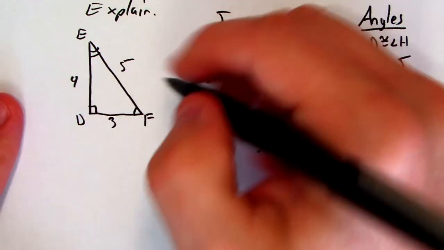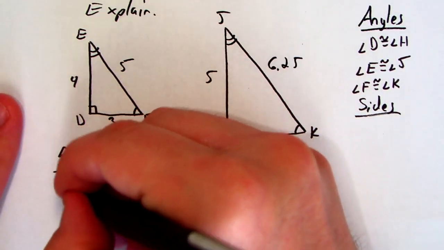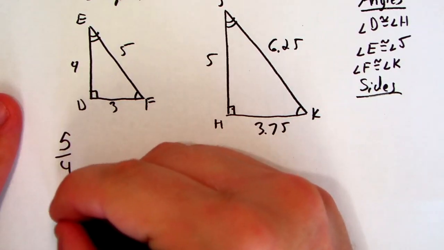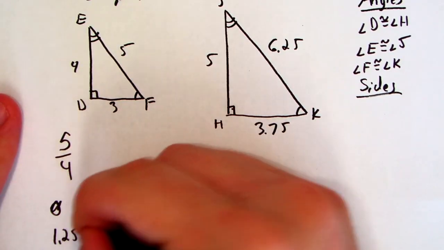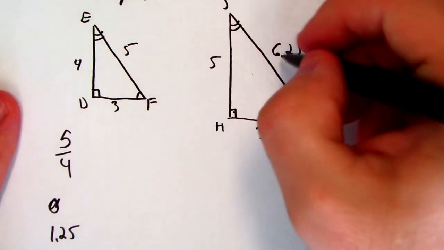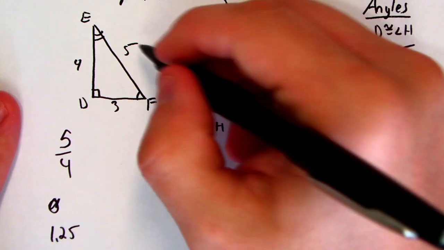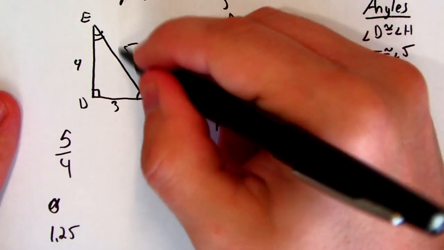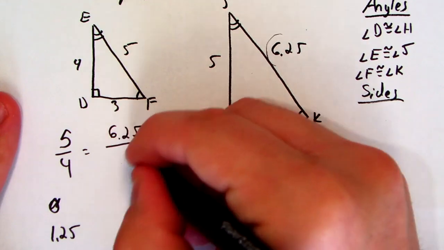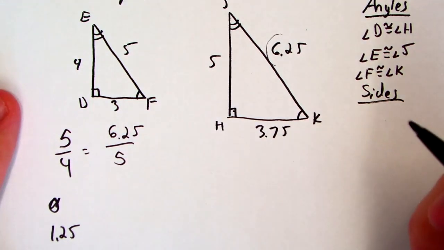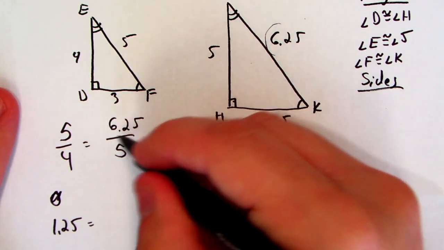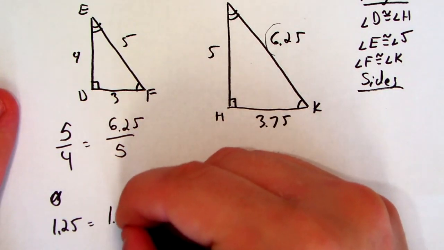So we'd say 5 to 4, which happens to be 1.25. We want to find out if this side and this side form the same ratio. So let's go 6.25 divided by 5. And it just so happens that these two here also give me 1.25.